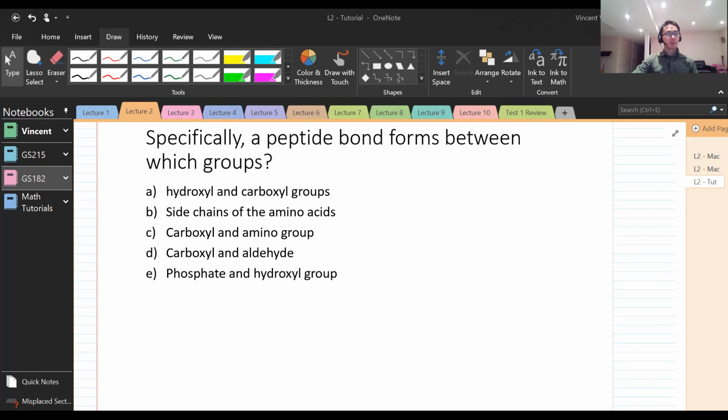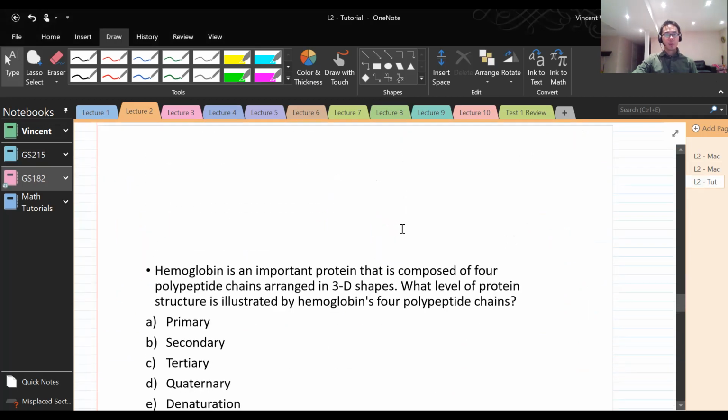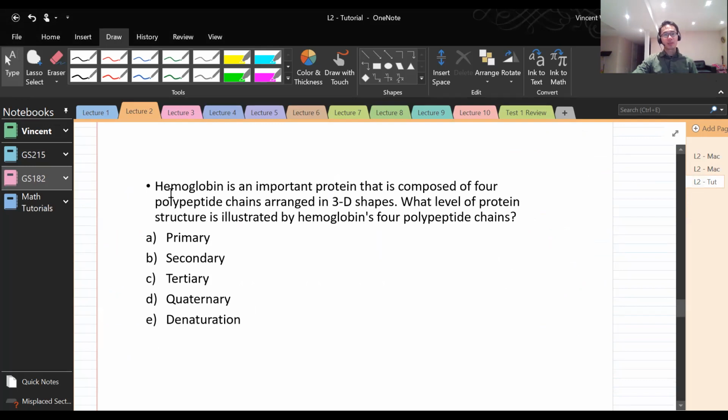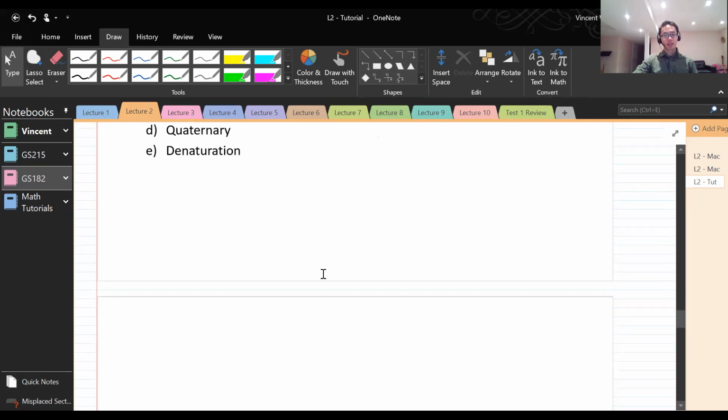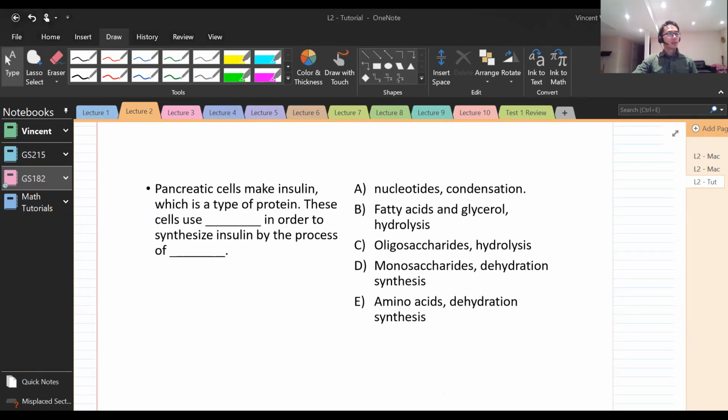Okay, looks like most of you got it. The answer is carboxyl group and amino group. To find the answer, you just have to look at the notes. Carboxyl group and amino group. Very good. Let's try one more. This one, maybe we'll skip. Hemoglobin is an important protein, which is what we just talked about. It has 4 peptide chains together, and the level is the quaternary structure. We just talked about it. If you want to revisit this question, just watch the recordings after. We will do this one.